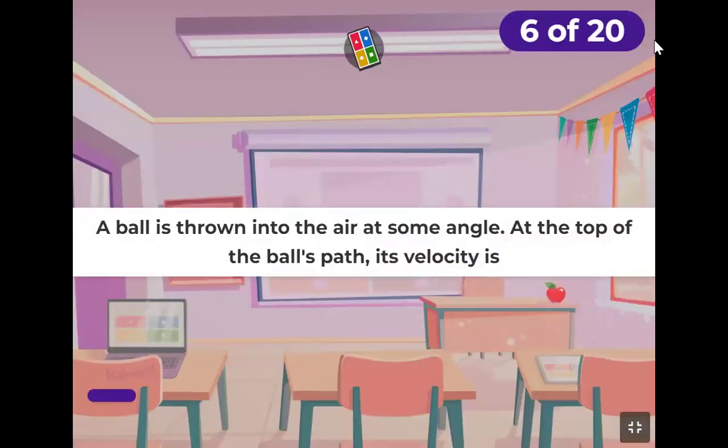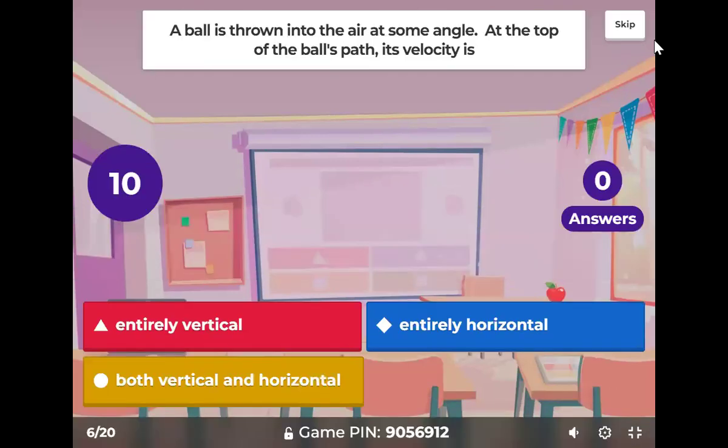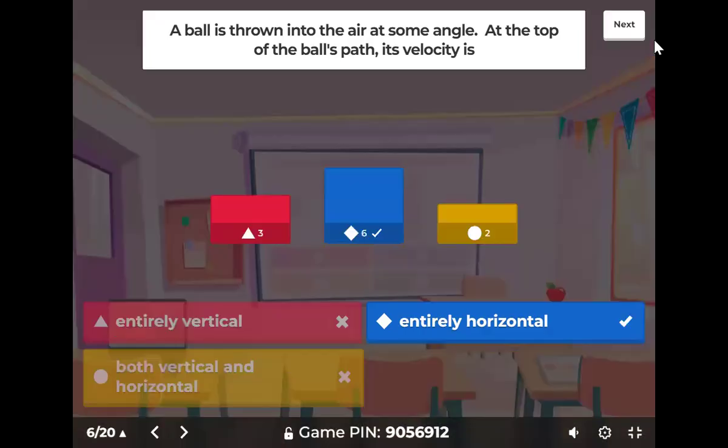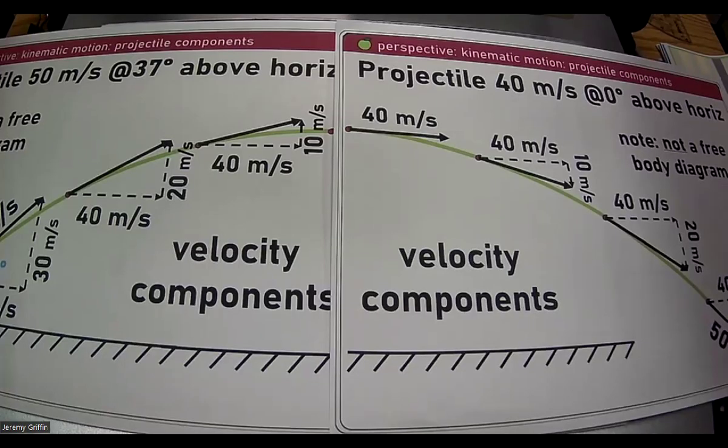All right, ghost winner. A ball is thrown into the air at some angle. At the top of the ball's path, the velocity is entirely horizontal. I show that right here.